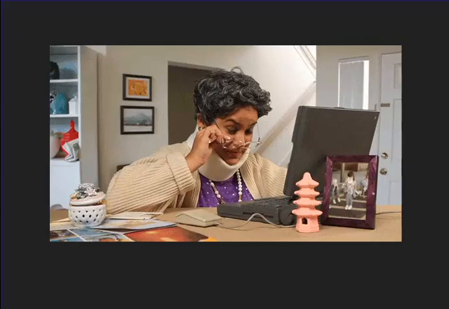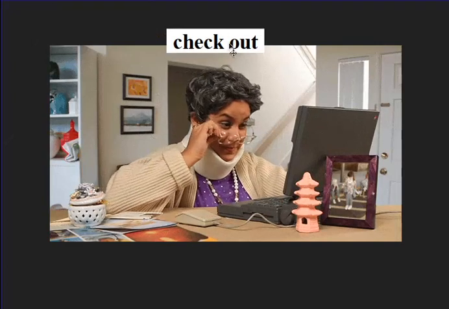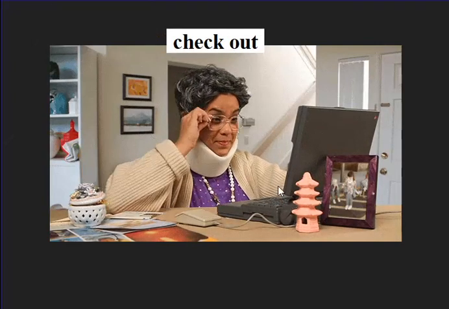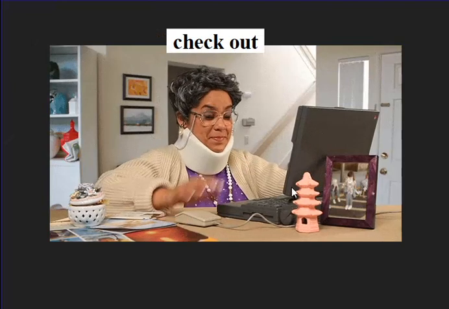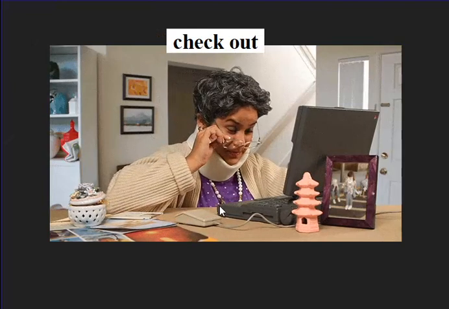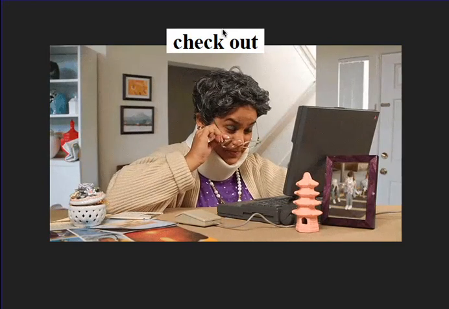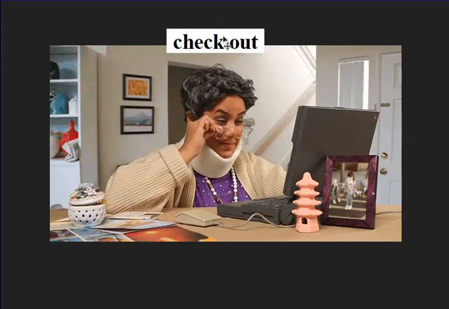Like this for example, when you check out something, you look, you try it and you check. So you look, you check out. She is checking out the laptop computer, looking at it. So this is the meaning of check out.